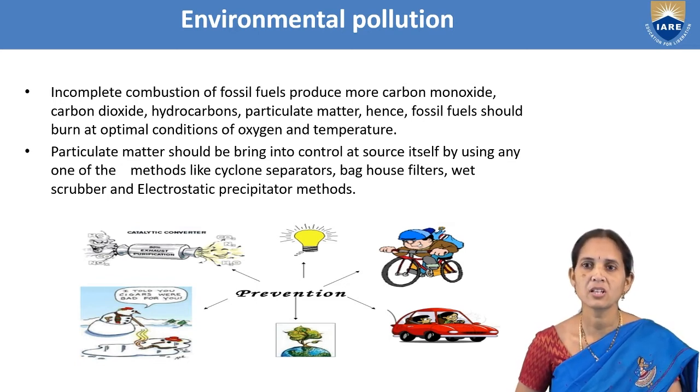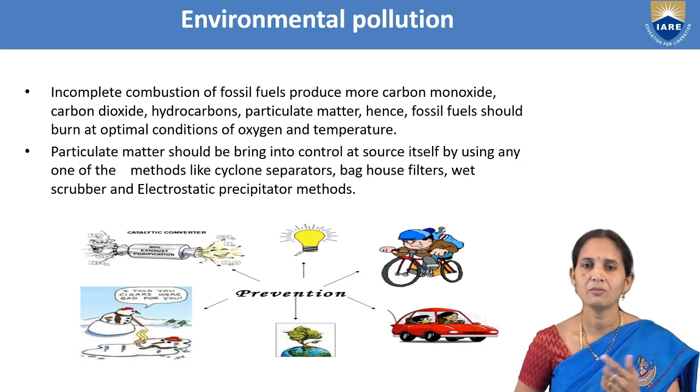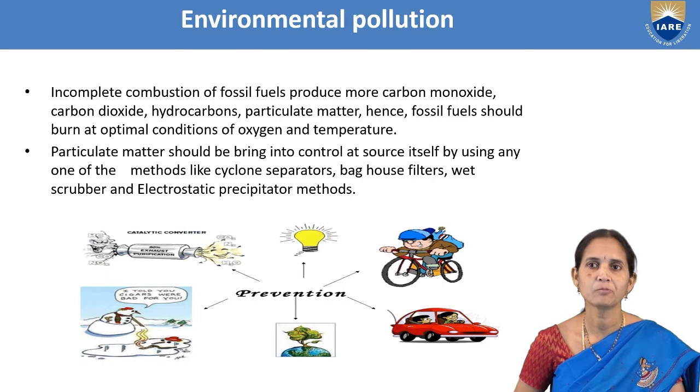We can see in this diagram how to prevent and control. From the vehicles, where we are using fuel, complete combustion of the fuel should take place, so that we can avoid and prevent air pollution. For nearby distances we can use the bicycle, and we have to use electric vehicles, and in industries, catalytic converters.